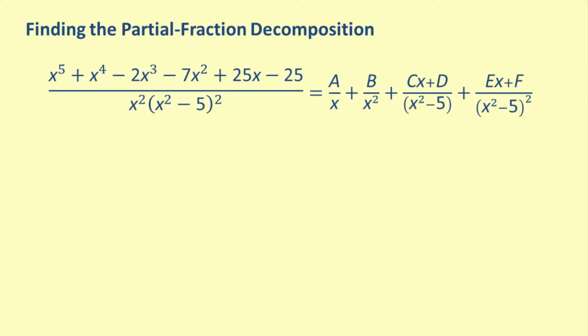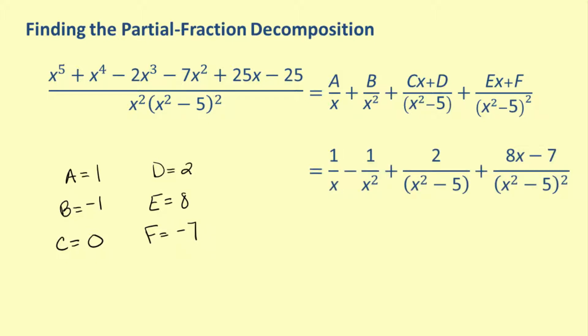Now that we know the values of our constants a, b, c, d, e, and f, we can substitute them into the right side of the equation. Thus, the partial fraction decomposition of the given rational expression is 1 over x minus 1 over x squared plus 2 over the quantity x squared minus 5 plus the quantity 8x minus 7 over the quantity x squared minus 5 squared. We can prove that our answer is correct by adding these rational expressions together to get the original rational expression.